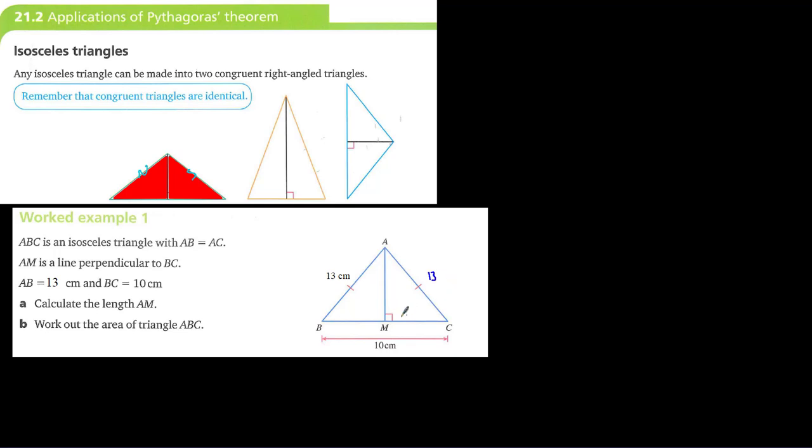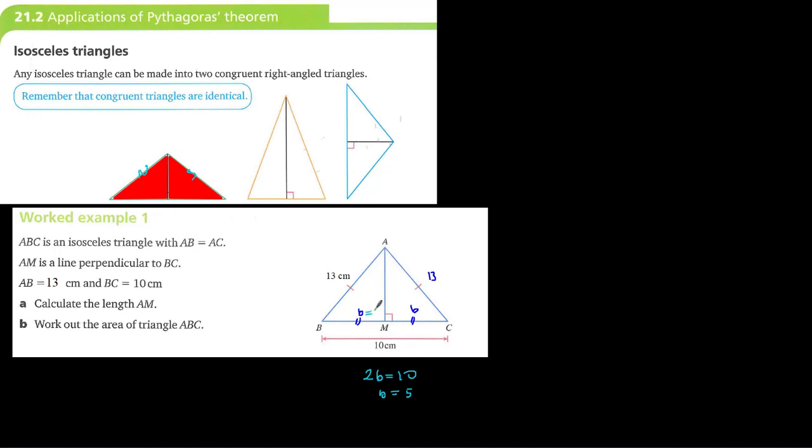This is also 13. If the triangles are identical, the length of this side and the length of this side are going to be equal to each other, because this triangle and this triangle are identical. If this is B, this is also B. So the length here, 2B, is equal to 10. 2B means B plus B, which is equal to 10. Then B is going to be equal to 5.